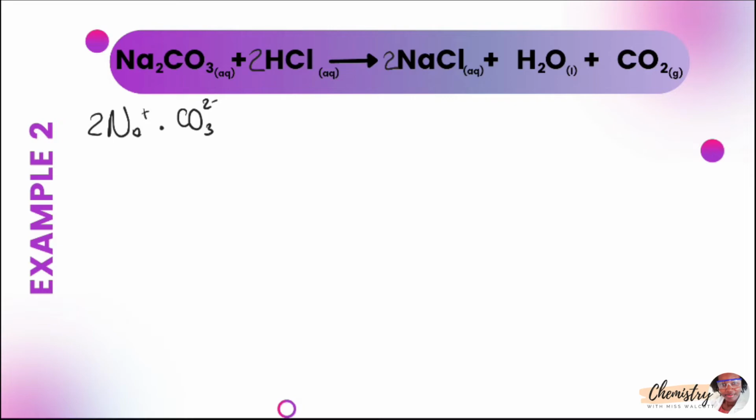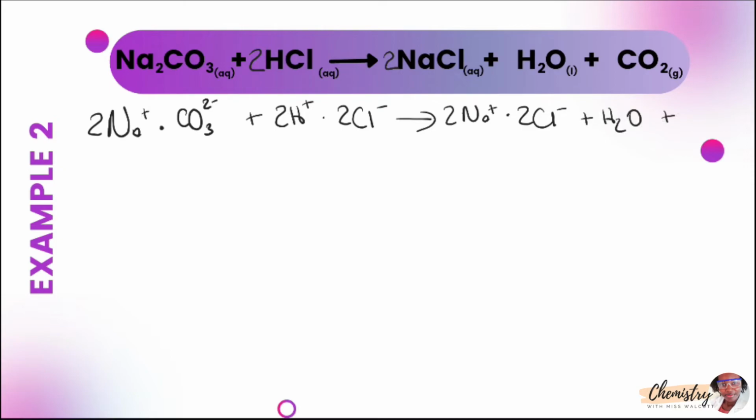We have hydrochloric acid. That 2 in front says I have 2 hydrogen ions, and I have 2 chloride ions. Sodium chloride, so I have 2 sodium ions, 2 chloride ions. Water is a liquid, so I have to write H2O. Remember, we don't separate anything that's a solid, liquid, or gas. Carbon dioxide is a gas, so I have to write CO2.